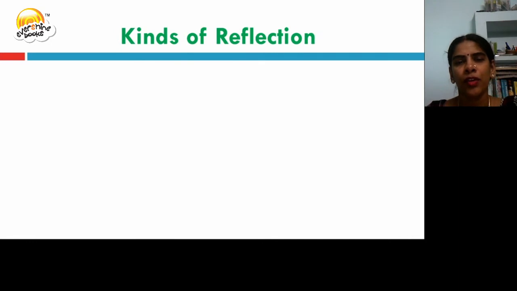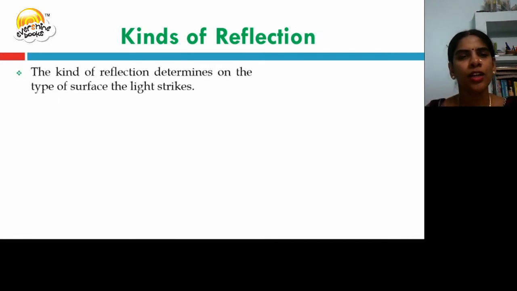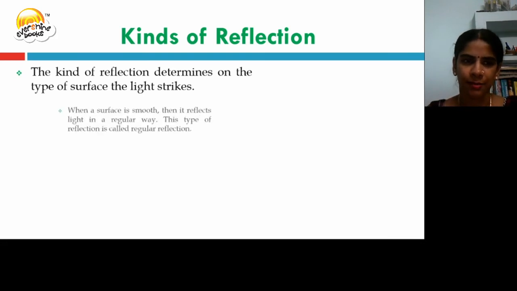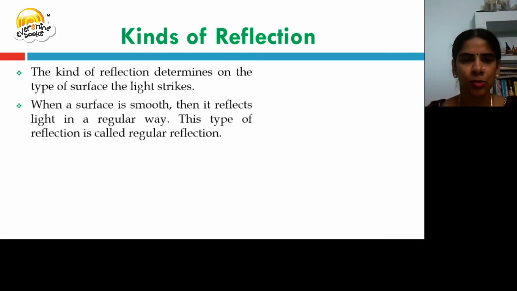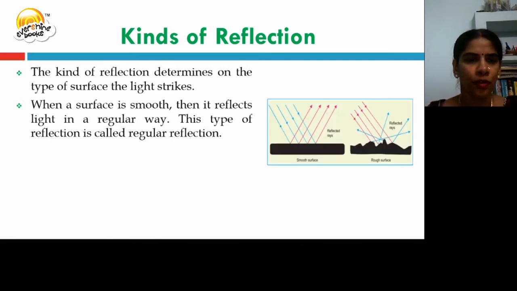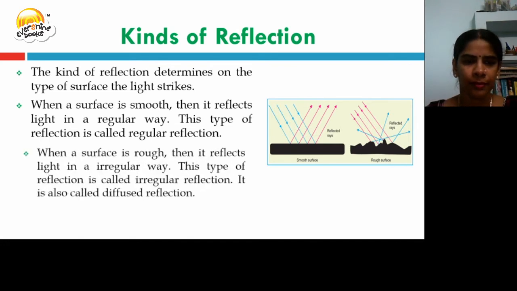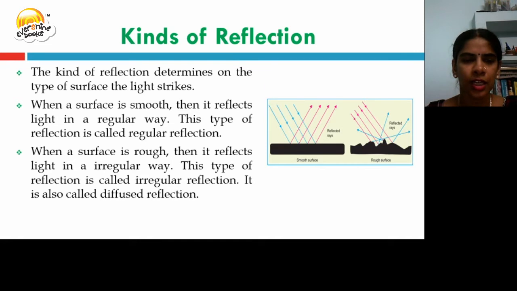Let us see different kinds of reflection. The kind of reflection depends on the type of surface the light strikes. When a surface is smooth, it reflects light in a regular way. This type of reflection is called regular reflection. When a surface is rough, it reflects light in an irregular way. This type of reflection is called irregular reflection. Irregular reflection is also called diffused reflection.